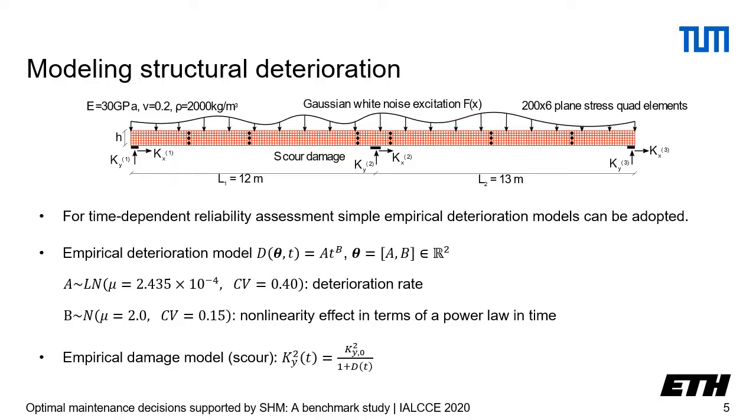The damage model that we employ describes a scour type of damage, and it explains how the stiffness of the spring, of the middle supported spring, is being reduced over the lifetime of the structure, with this parameter d describing this kind of stiffness reduction.